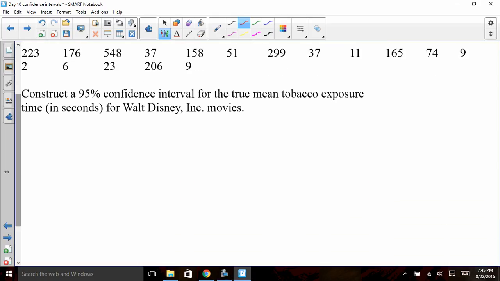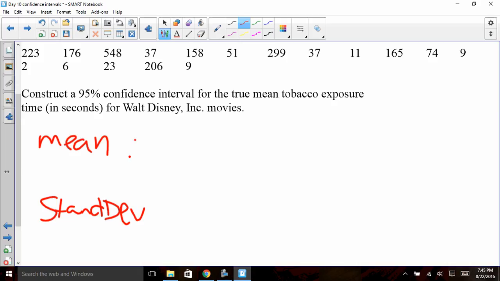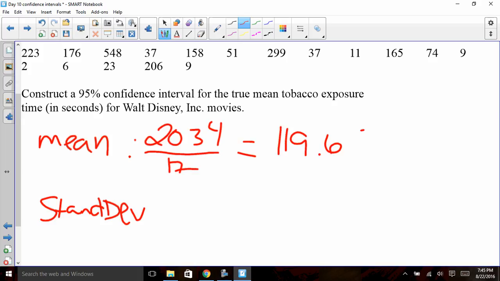Like I said in the slide before, we need to calculate the mean and the standard deviation. Remember, when we do our mean, we add them all up and divide by however many numbers there are. Here would be a good time to pause. When I add those all up, I get 2034. I'm going to divide that by the number of values, and I have 17 numbers. That gives me 119.65.